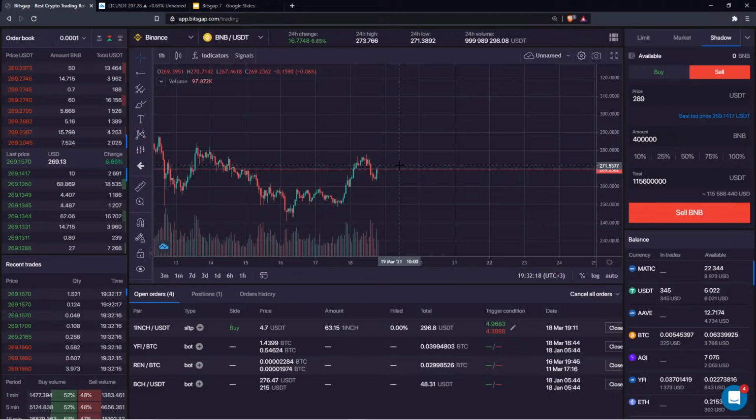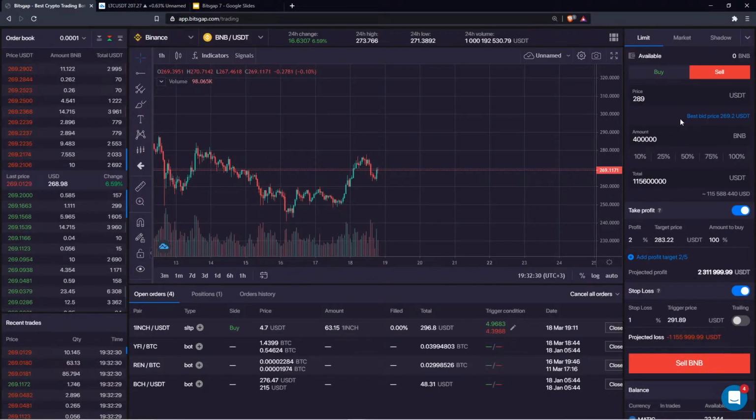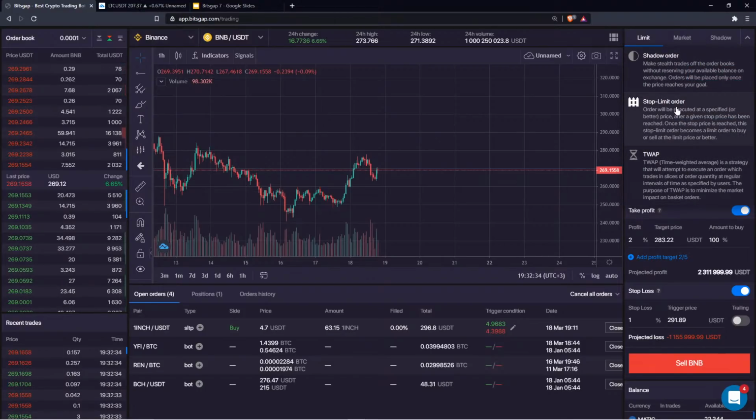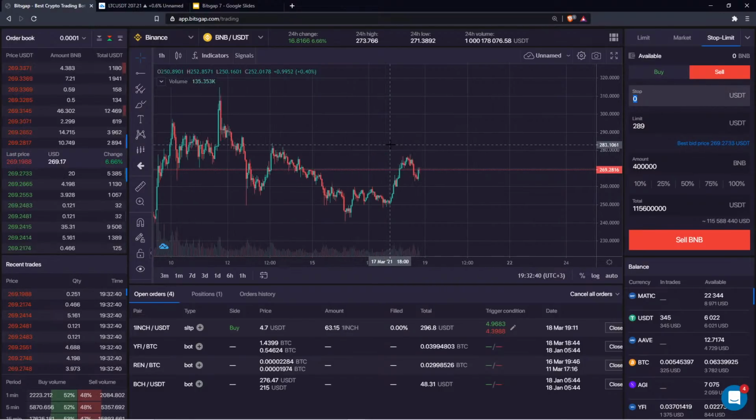Actually, that's everything that I wanted to show you regarding the smart trades that we have at Bitsgap. I would suggest, if you haven't tried it yet, to start with multiple take profits and the stop loss, and as well with the stop limit order to trade based on some conditions that you determine for the market.